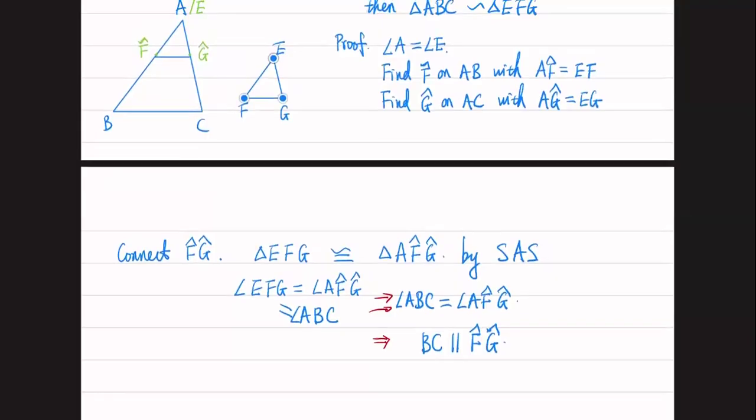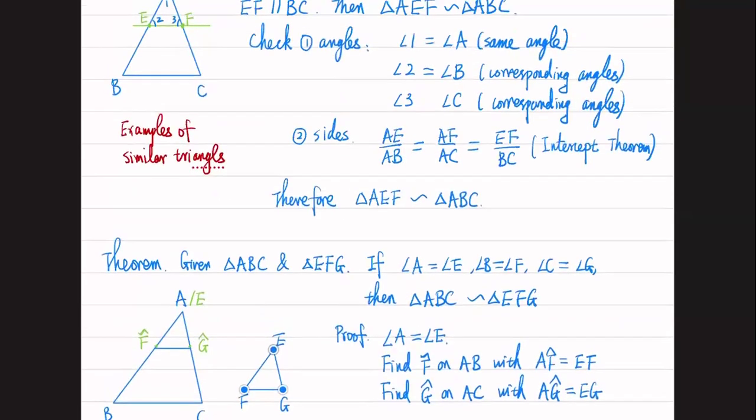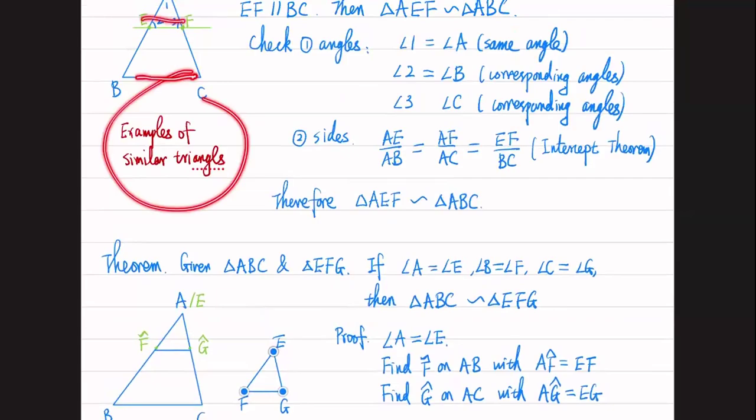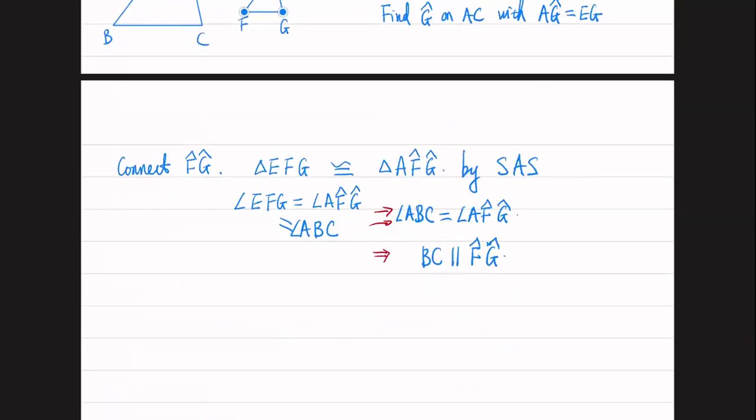Now we can apply the intercept theorem. These two lines are parallel. These two triangles are similar. We just verified over there. Two lines parallel, two triangles similar. So by the intercept theorem, this is similar to ABC.